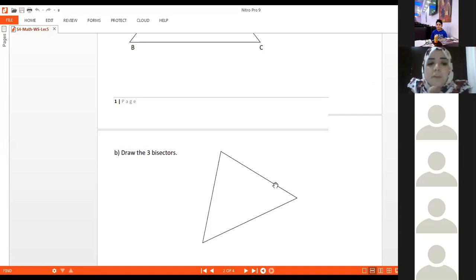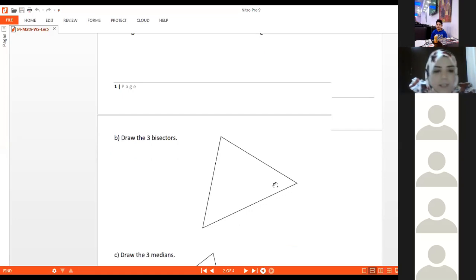Okay. Yes. Now the bisector is also a line drawn from the vertex to the opposite side, and it cuts the angle into two equal angles, two equal parts. So if you have an angle of 60, the bisector will make it 30 and 30, right?